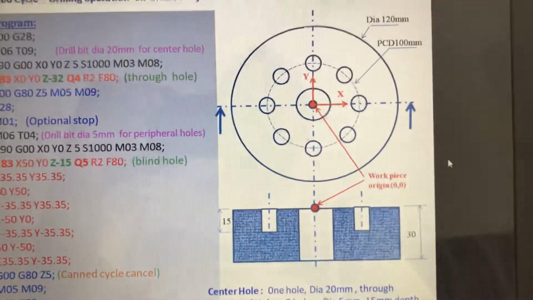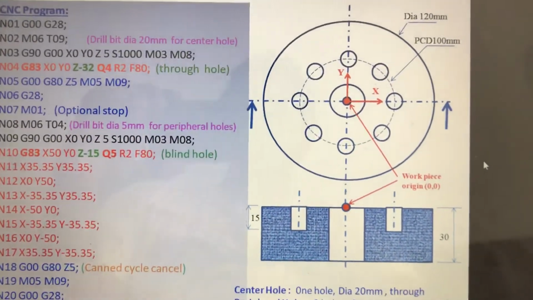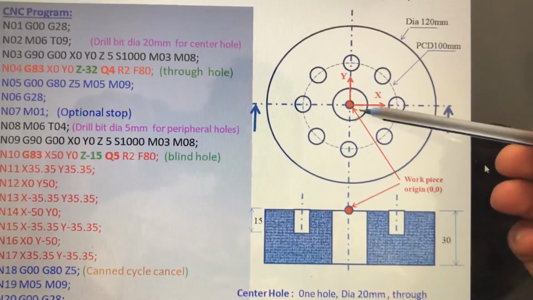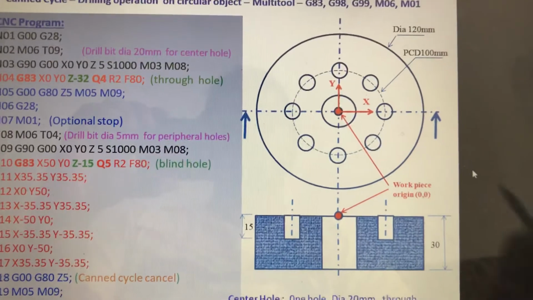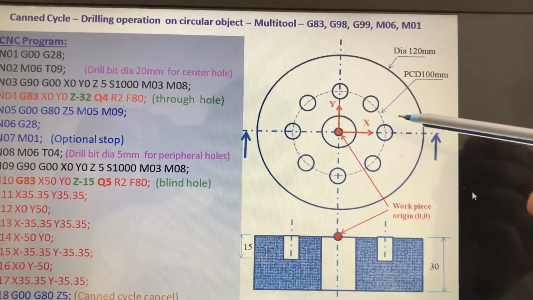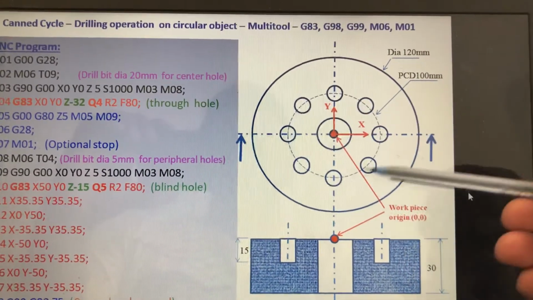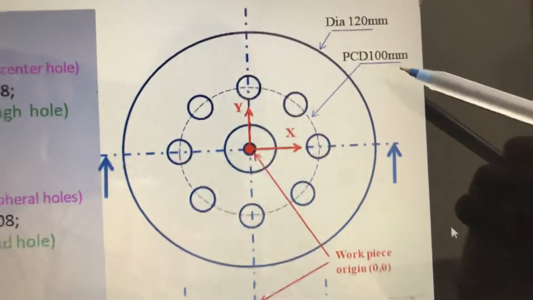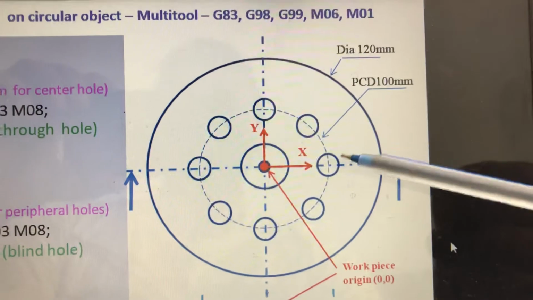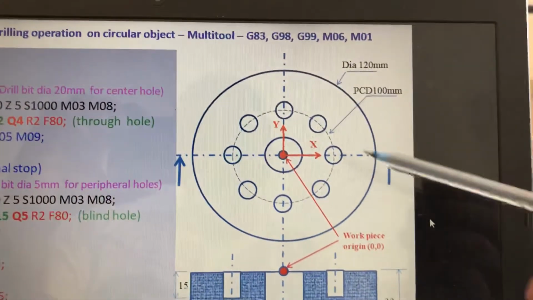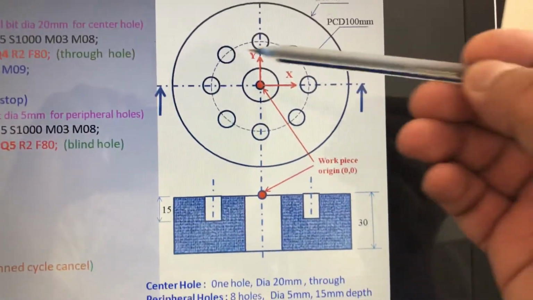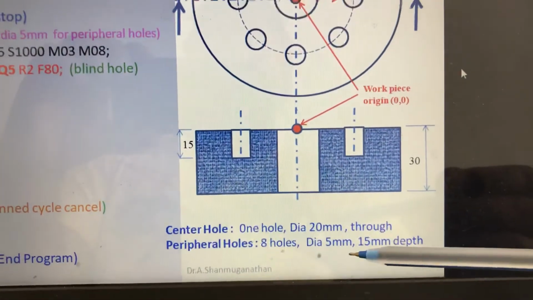Let's study this workpiece. It has two different types of holes. One is a bigger hole at the center where x and y are zero, and it has eight other holes around the big hole on a pitch circle diameter, that is PCD, of 100. On this pitch circle it has 8 small holes. The diameter of the big hole is 20, and the diameter of all 8 small holes is 5 mm.